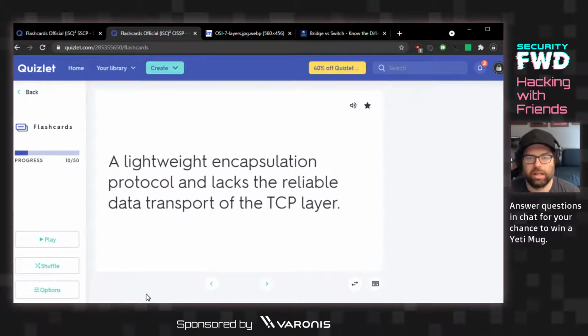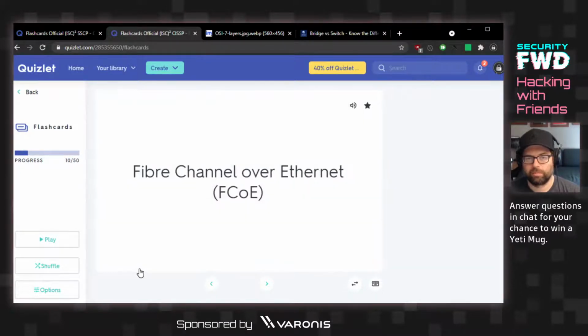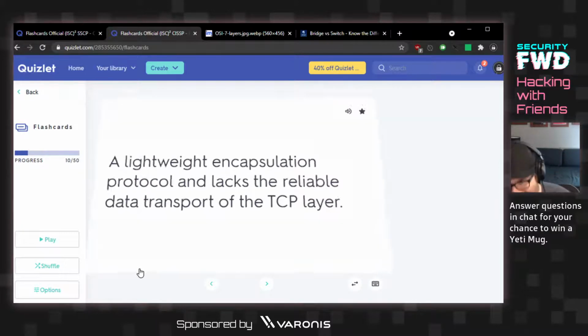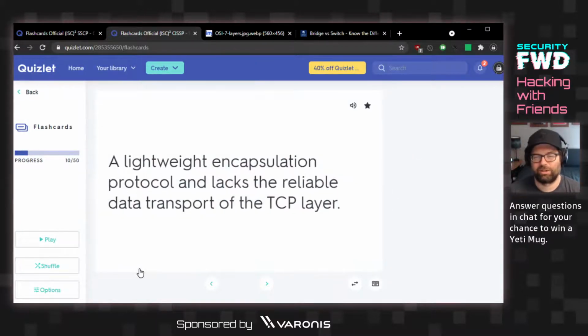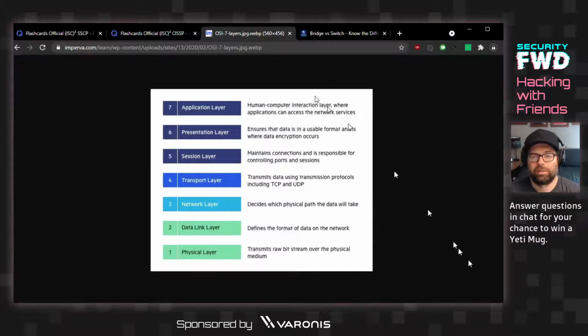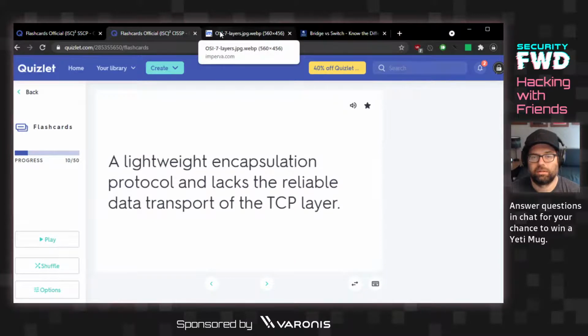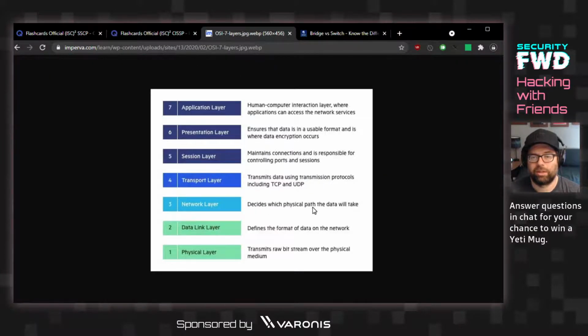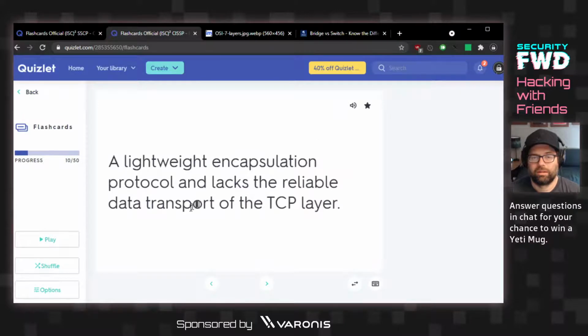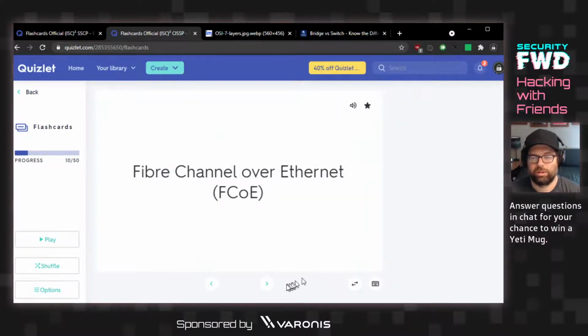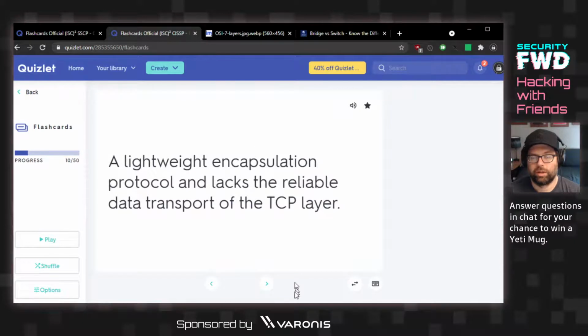Port knocking. All right. A lightweight encapsulation protocol and lacks the reliable data transport of the TCP layer. I know this one. UDP. It wasn't UDP. It was Fibre Channel over Ethernet. A lightweight encapsulation protocol and lacks the reliable data transport of the TCP layer. It says layer. But let's see, the transport layer. So it's at the network layer, it's physical path. This is Fibre Channel over Ethernet. Okay.